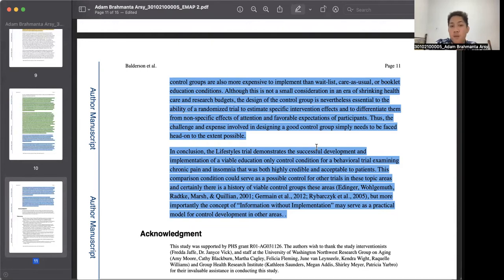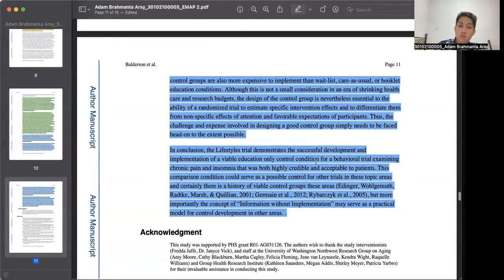In conclusion, the lifestyle trial demonstrates the successful development and implementation of a viable education-only control condition for a behavioral trial examining chronic pain and insomnia that was both highly credible and acceptable to patients. These comparison conditions could serve as a possible control for other trials in these topic areas, but more importantly, this concept for information without implementation may serve as a practical model for control group development in other areas.